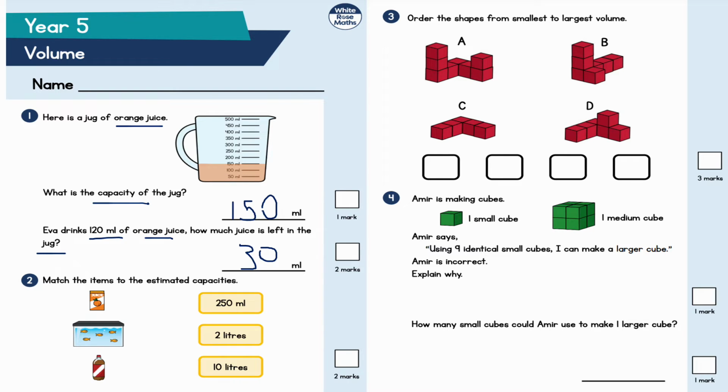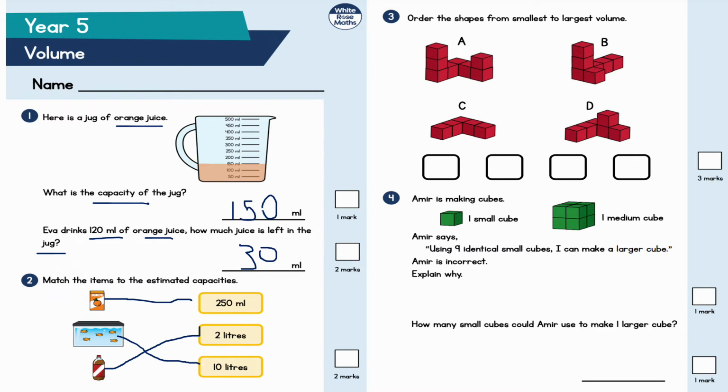Okay. This is question number 2, guys. Match the items to the estimated capacities. So this is a carton of milk. A carton of juice. That's going to be approximately 250. Okay, a fish tank is going to be about 10 litres, and a bottle of cola or a bottle of Coke is about 2 litres.